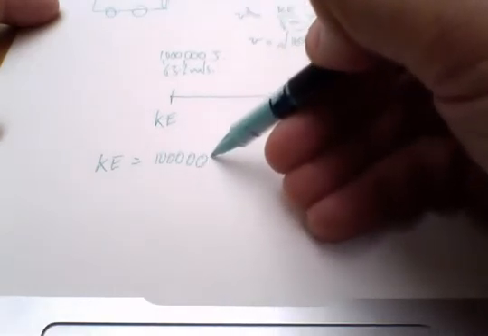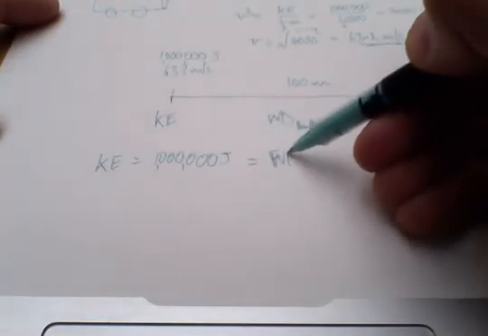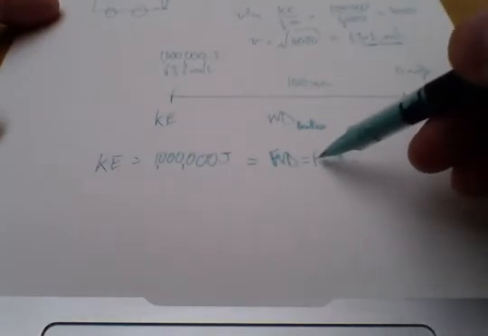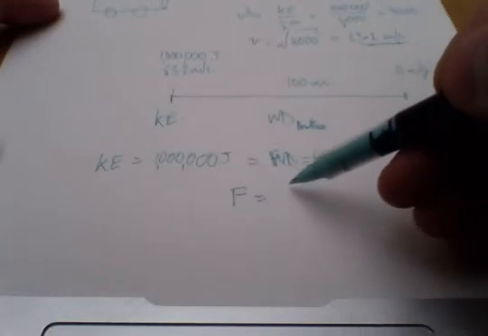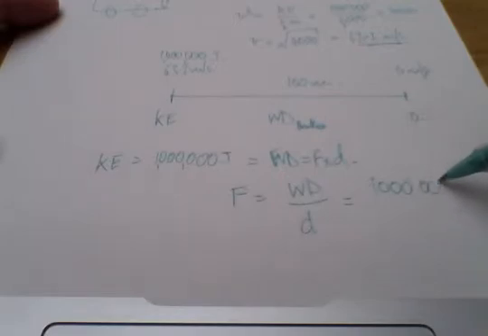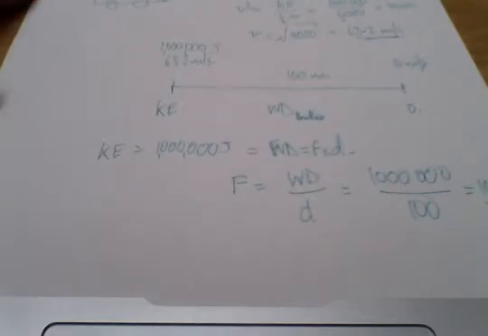Well, the kinetic energy, which is the 1 million joules, has turned into the work done, which is the force times the distance. Now we know the distance of 100 meters. We want to know the force. So the force is going to be the work done, or the kinetic energy divided by the distance, divided by the 100, which gives us 10,000 newtons is what the brakes exert. Pretty impressive.